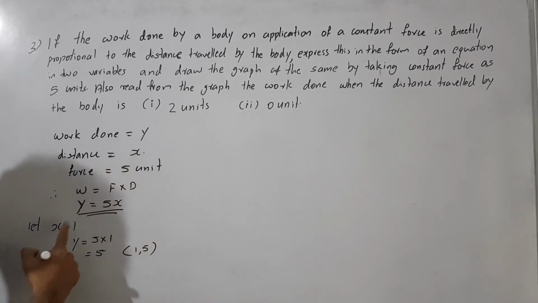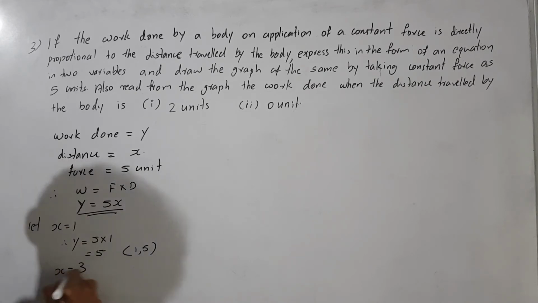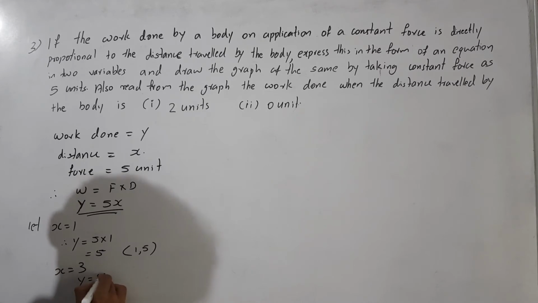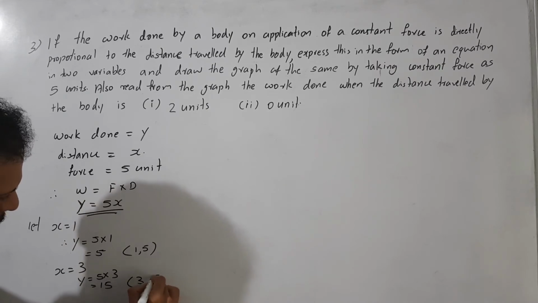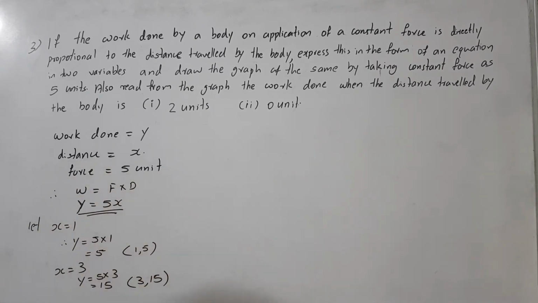Then next we choose the value of x is equal to 3. Therefore y is equal to 5 into 3, which is equal to 15. At that time the solution is 3, 15. Correct? So now we got the two solutions. The solutions are 1, 5 and 3, 15.